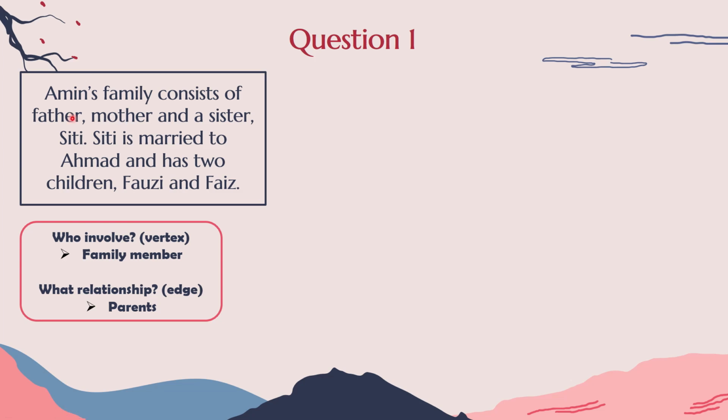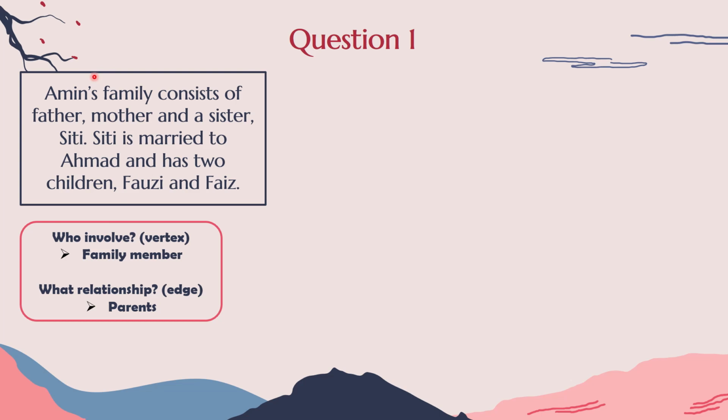How many siblings? 7. Okay, let's recount. You say 7. Okay, Amin, father, mother. Okay, 3 already. Sister 4. Ahmad 6. Fauzi. Wait. 1, 2, 3, 4, 5, 6, 7. Yes, there are 7 family members in this information, which we represent by using vertices.